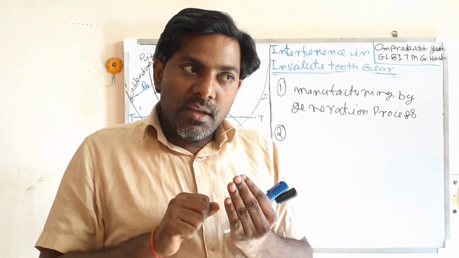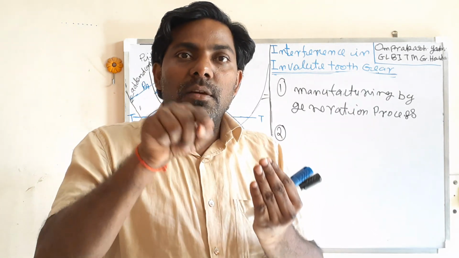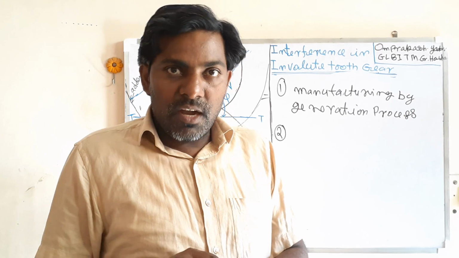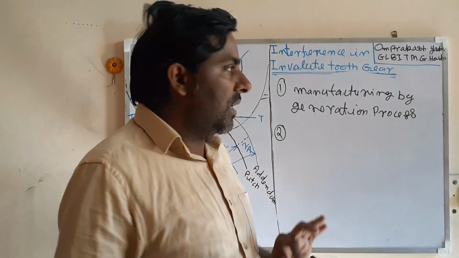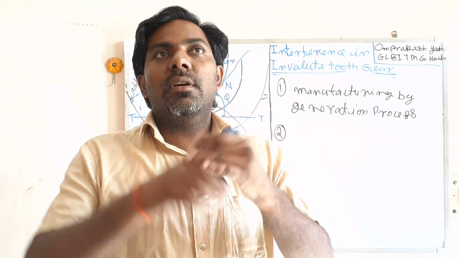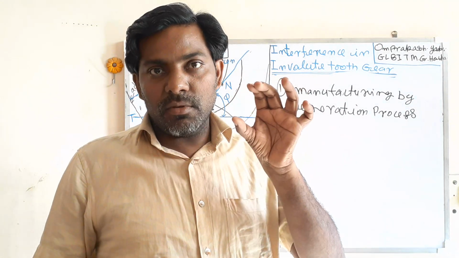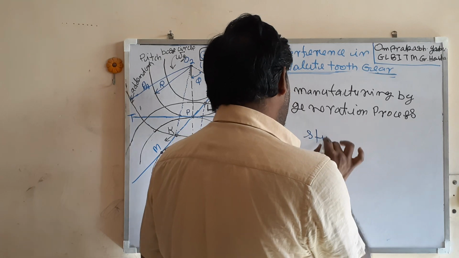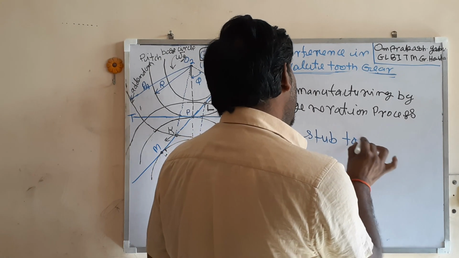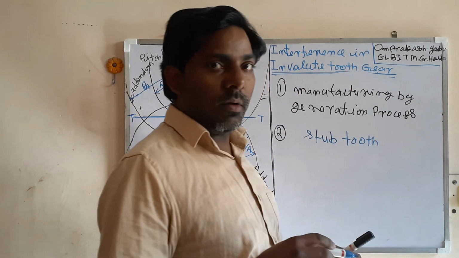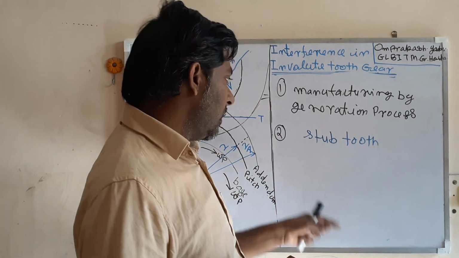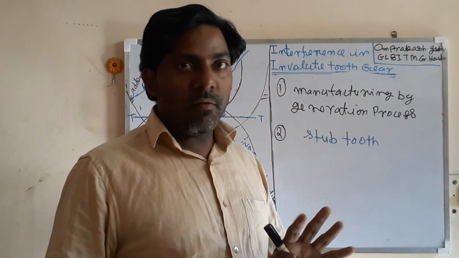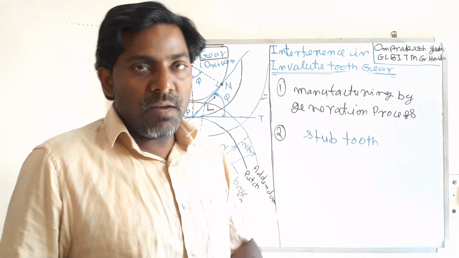So what will happen? The tip of the gear will not touch the root of the pinion. In that way also you can avoid the interference. When you are cutting a little bit from the top of the teeth, that is known as the stub tooth, not the full depth involute. In that way interference can be avoided, or can be reduced.